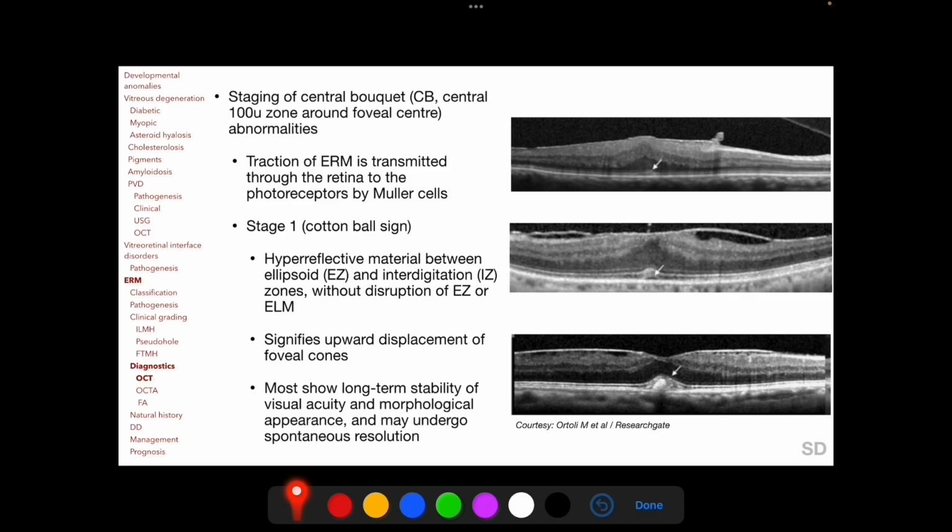An OCT-based staging of abnormalities of the central bouquet, which is the central 100 micron zone around the foveal center, has also been described for eyes with epiretinal membrane, and it is hypothesized that traction from the epiretinal membrane is transmitted through the retina to the photoreceptors by Muller cells. Stage 1 or cotton ball sign refers to hyperreflective material between the ellipsoid zone and the interdigitation zone without disruption of the ellipsoid zone. Eyes with cotton ball sign usually show long-term stability of visual acuity and morphological appearance and may undergo spontaneous resolution.